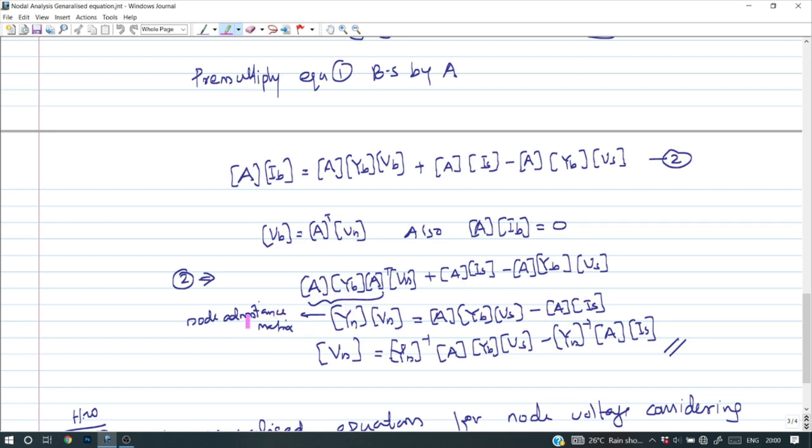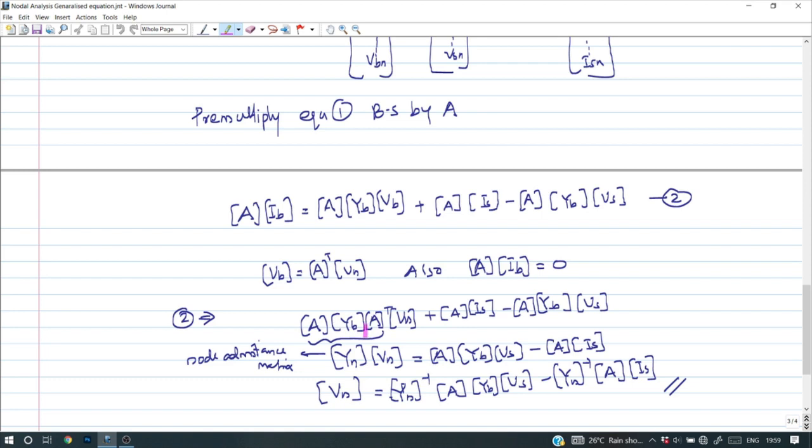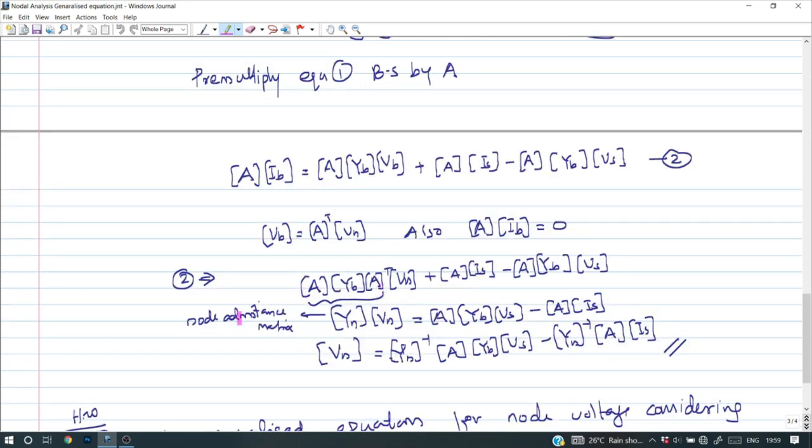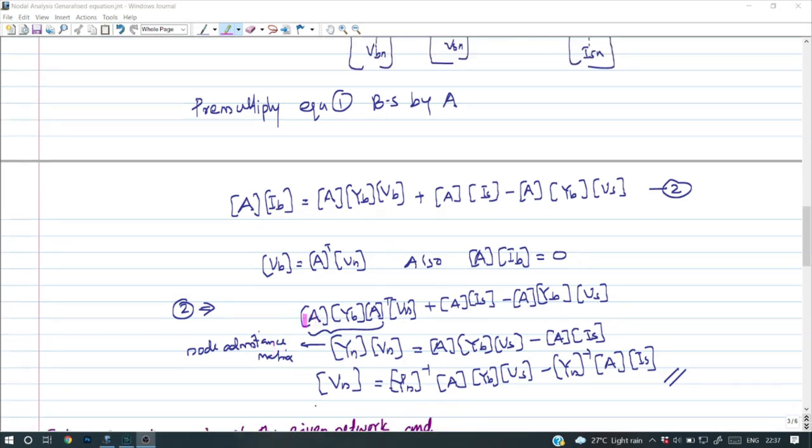That we can call the node admittance matrix Yn. And this matrix size is number of nodes minus 1 by number of nodes minus 1, and this is Vn, plus A into IS minus A into YB VS. So this square matrix can be called the node admittance matrix. It is represented by Yn. Now we can state this part, that is Yn Vn, in one part of the equation, and the remaining part we can move to the right hand side.